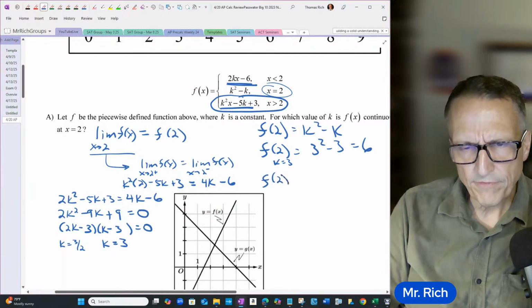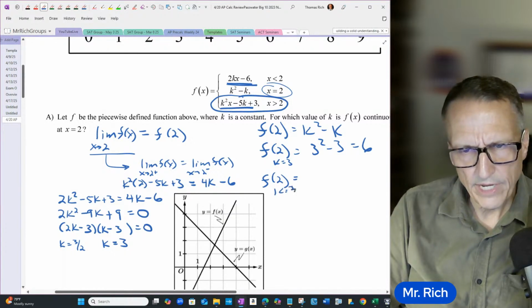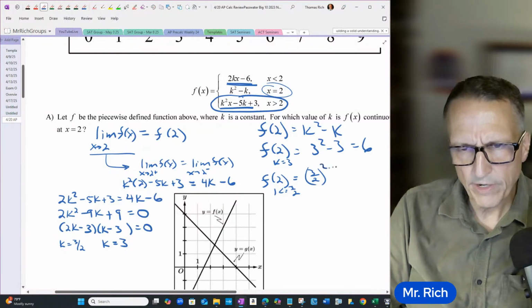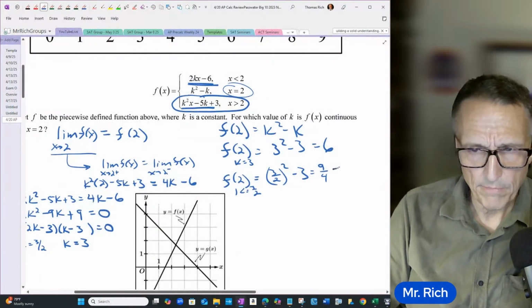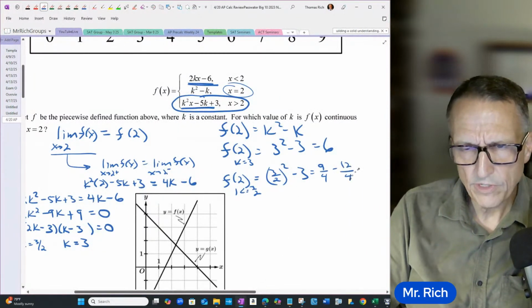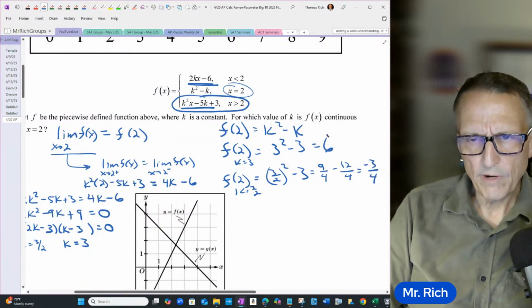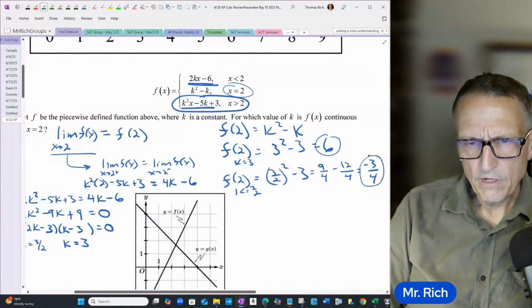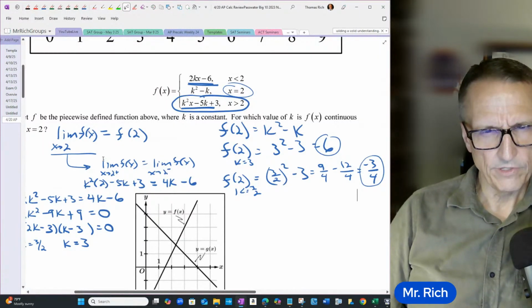Let's find f of 2 when k is equal to 3 halves. Well, that's going to be 3 halves squared, k squared, minus k, which is 3 halves. That's going to be 9 fourths minus 3 halves, which would be minus 6 fourths. That's going to give me a positive 3 fourths. So I have f of 2 is going to be either 6 or 3 fourths.